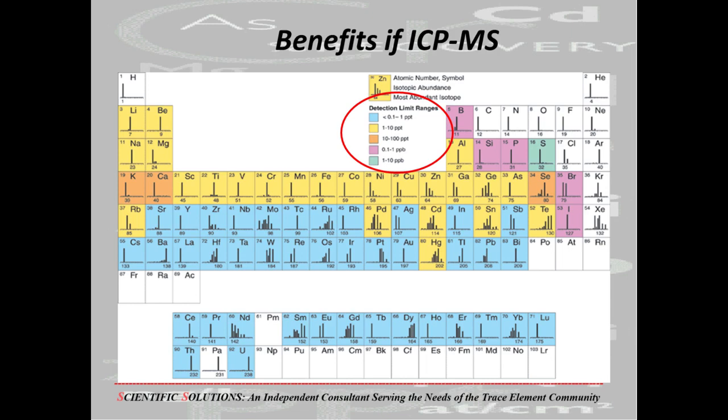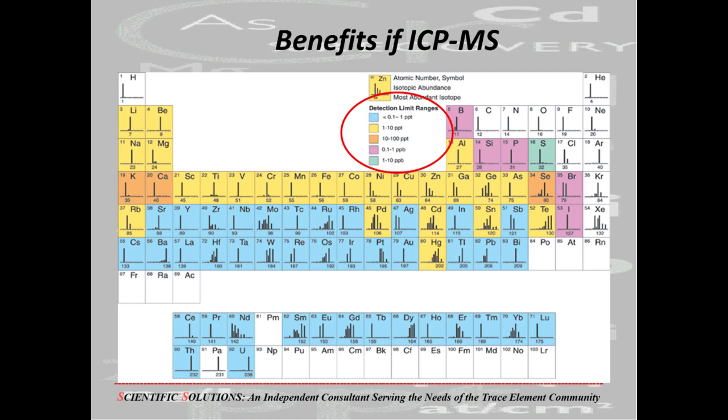ICP-MS is the most logical approach because it is a rapid multi-element technique which is capable of measuring most of the periodic table. The next speaker will give an overview of the basic principles of the technique, but in general terms, it offers a very low detection capability for most elements, as shown by this color-coded periodic table. Over half the elements have detection limits around 1 ppt or less, shown in blue. The majority of the rest are less than 10 ppt, shown in yellow, while a few are around 100 ppt, shown in orange, purple, and green.